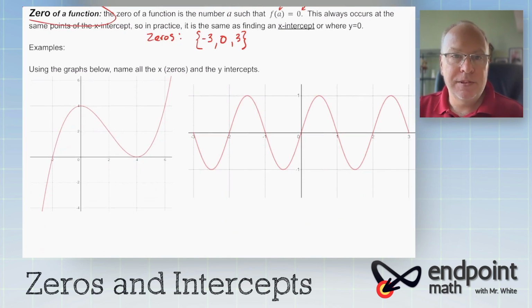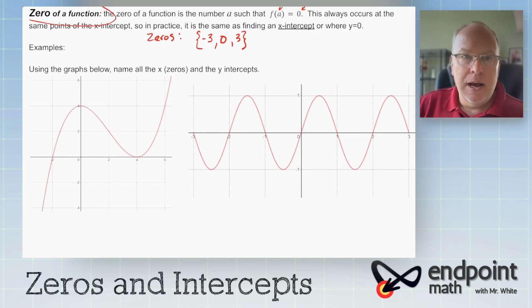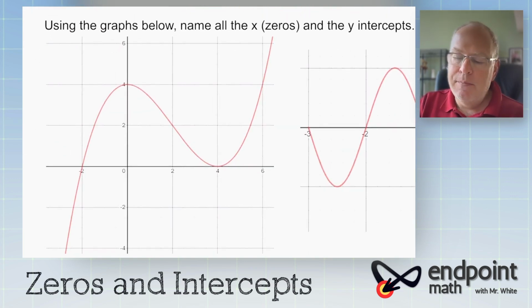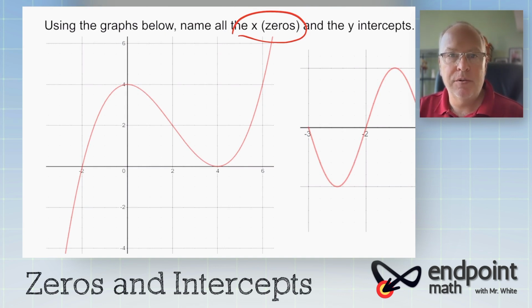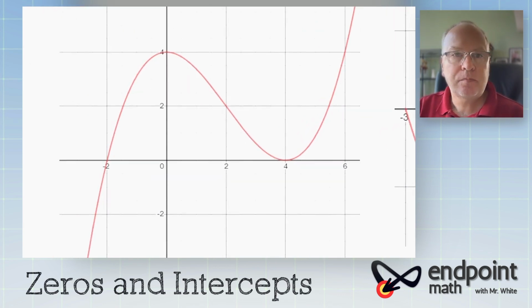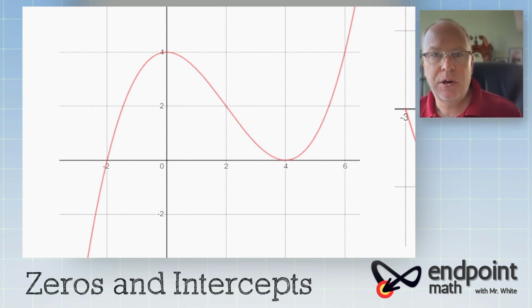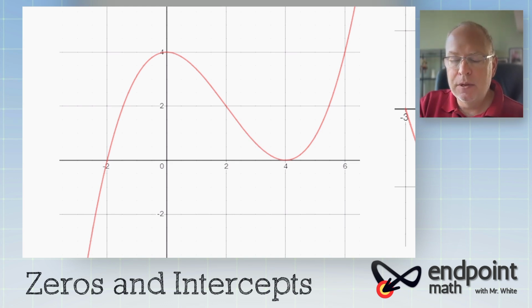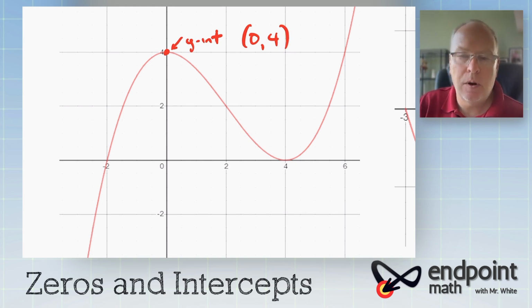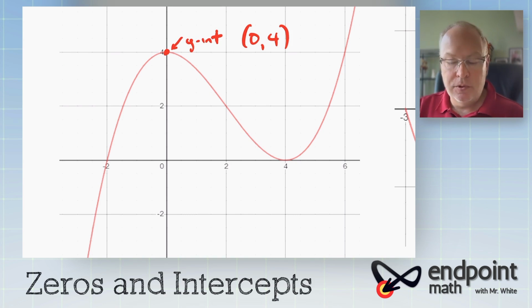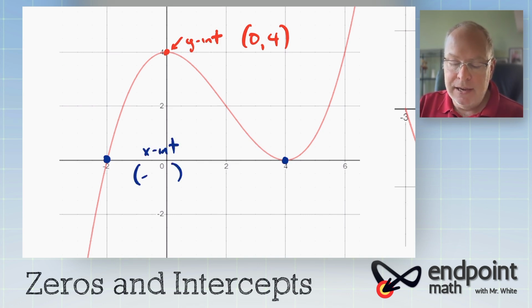All right, so I've got some simple examples here of a couple curves. Let me zoom in here. It says, name all the x-intercepts, which are also the zeros, as well as the y-intercept. Let's start with the y-intercept. Where does it cross the y-axis? The y-intercept is at 0, 4. Make sure you put that x first. Now, what about the zeros or the x-intercepts? I see there's an x-intercept at -2, 0. See how easy this is, and then 4, 0.